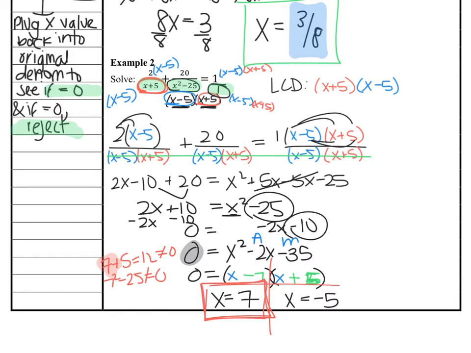If I try negative 5, however, if we do negative 5 plus 5, and I'm just plugging into that first denominator, this does give us 0. So then I immediately have to reject it. I don't even have to check it on the other ones. As soon as it doesn't work out for 1, then I have to reject it. So our one and only answer should be x equals 7.